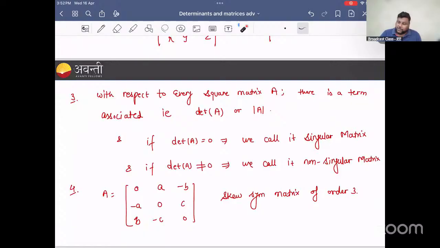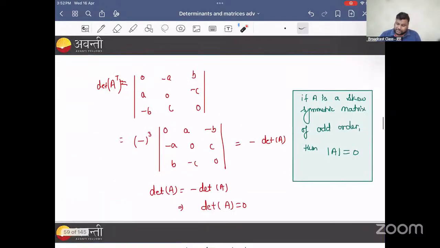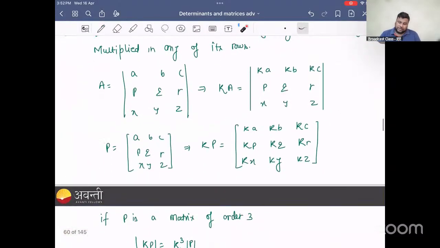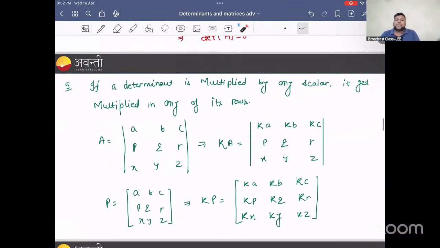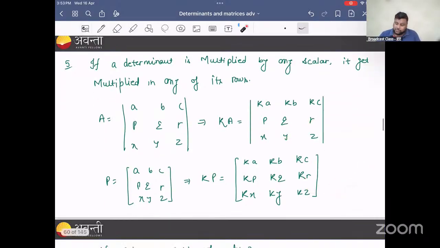Next, with respect to every square matrix A, there is a term associated, the determinant of A. And if the determinant of A is 0, we call it a singular matrix. If the determinant of A is non-zero, we call it a non-singular matrix. Correct? Now, if a determinant is multiplied by a scalar, any one row can be multiplied by that scalar. Got it? Whereas if we multiply a matrix by a scalar, every entry should be multiplied by the same scalar. This is with respect to determinant, and this is with respect to matrix.